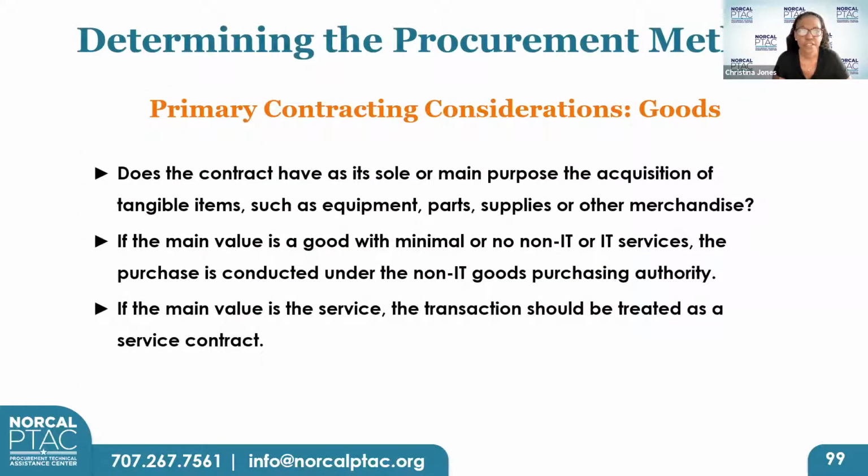So when considering goods, think about this. These are things that they think about. Does the contract have as its sole or main purpose of the acquisition a tangible item? Meaning, is it part of a full service solution? Is there maybe a product that needs to be purchased, but also it needs to be installed, and maybe there's some consulting needed on how it's used? So it's a full service, a full solution, and so may not be considered an actual good, or is it a full, complete commodity? So it's just a product that they need.